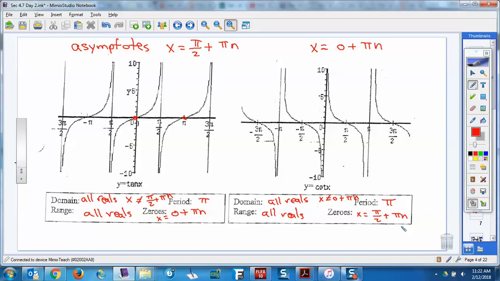So, okay, again, I'm not going to ask you the question where you have to put in that pi halves plus pi n kind of thing on this test, okay? What you need to know is the basic shape, the direction it goes. You need to be able to stretch it, compress it, and so forth.